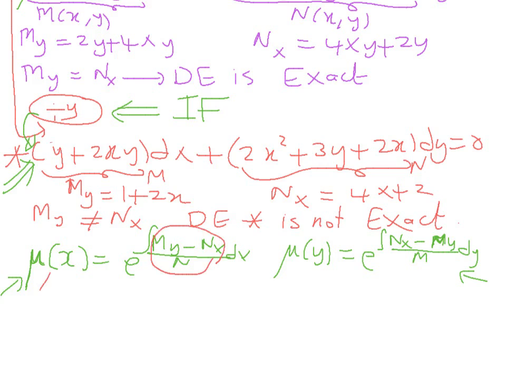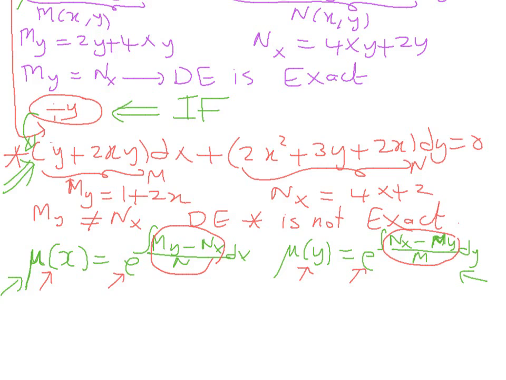If it is, then you find mu(x) by finding e to the power of that integral. Otherwise, we check (N_x minus M_y) divided by M, and if it is a function of y only, then we find mu(y) by finding e to the power of that. If neither is true, then we have to try other methods.